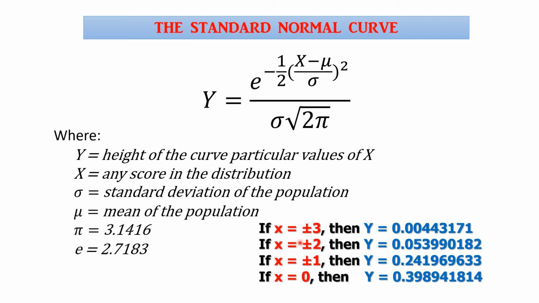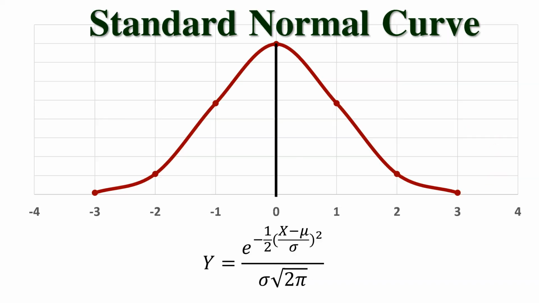So if x is equal to positive or negative 3, here is the value of y. For x positive or negative 2, here is the value of y. For x equals negative or positive 1, here's the value of y. And for x equals 0, here is the value of y. Using this data, if we're going to graph it manually or using a graphing tool, the image would look like this. So here is now the standard normal curve using this formula.